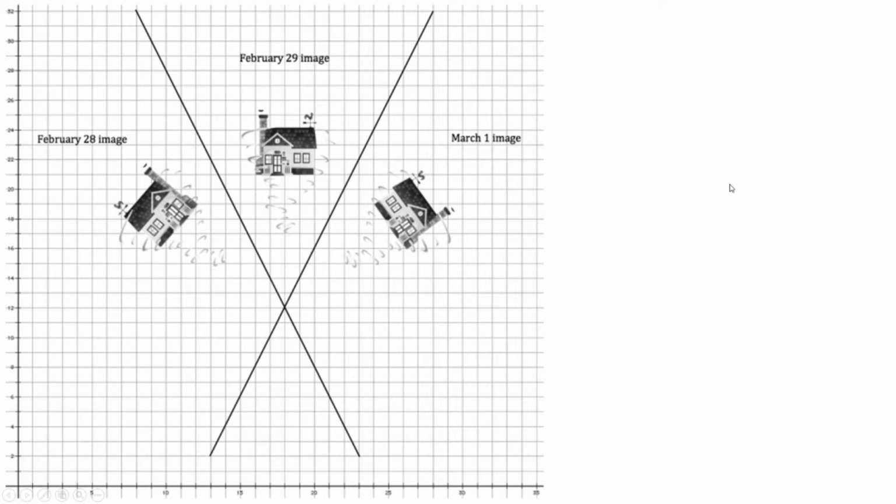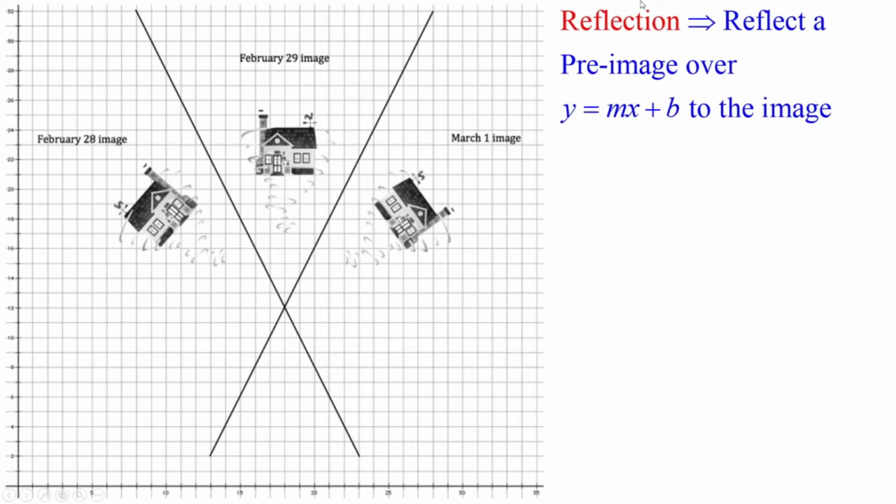Let's check a couple of them though. Okay, so reflection again. Reflect a pre-image over y equals mx plus b to the image. If I took this point and I reflected it, it would end up right there at that point. Now we gotta do some slope stuff here. That's point A, and it's gonna go there, and that's gonna be my A prime.